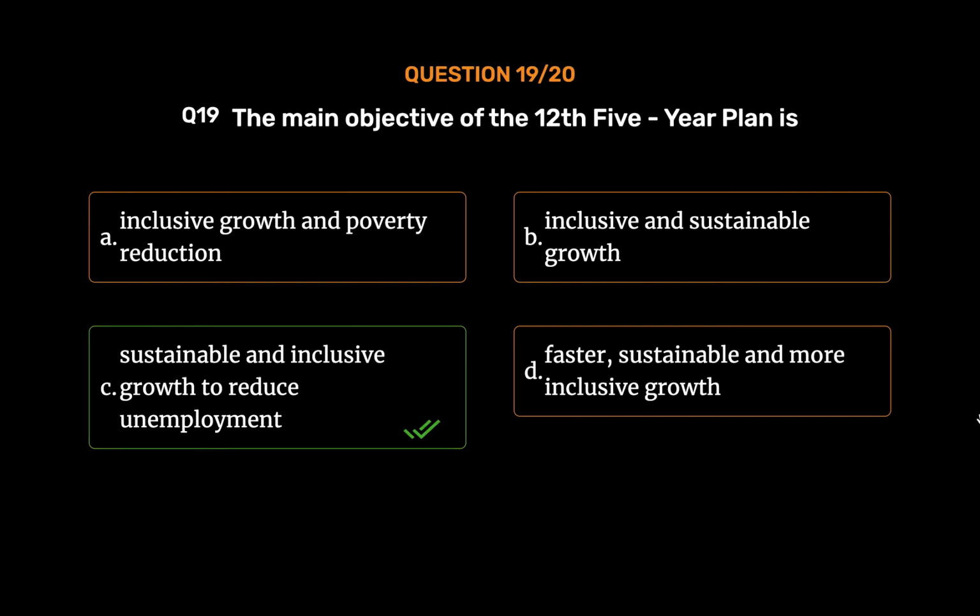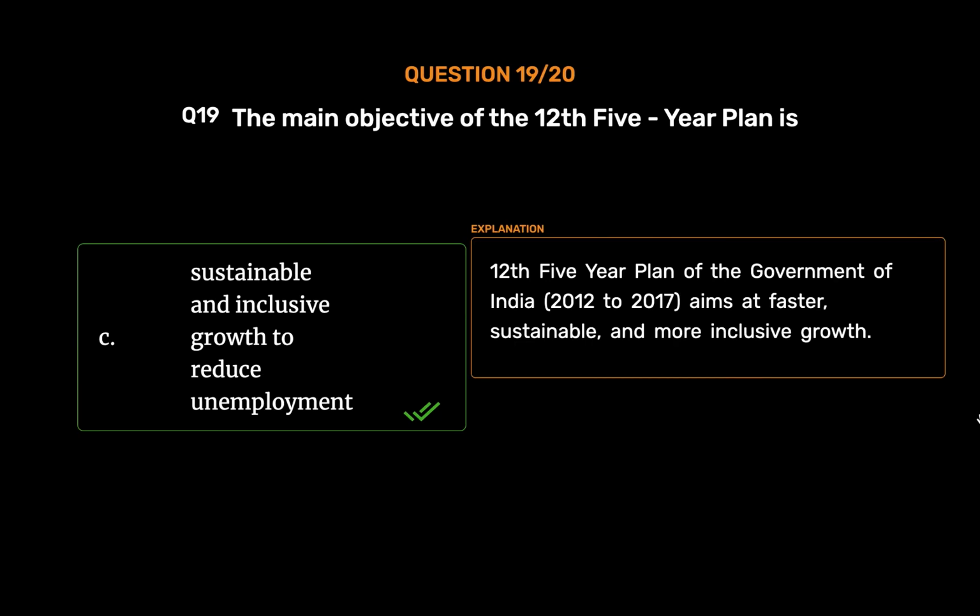Sustainable and inclusive growth to reduce unemployment. The 12th five-year plan of the Government of India, 2012 to 2017, aims at faster, sustainable, and more inclusive growth.